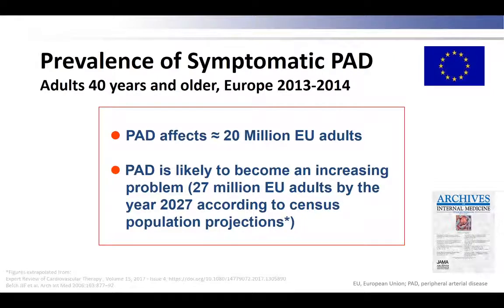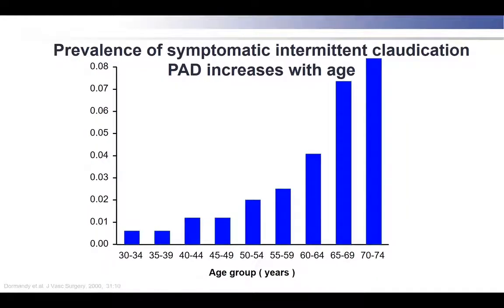It affects 20 million adults in the EU, and it's estimated that by 2027 it will affect 27 million, because of course it is a disease of the elderly, and we have an increasingly elderly population. Here's a study from way back in 2000.